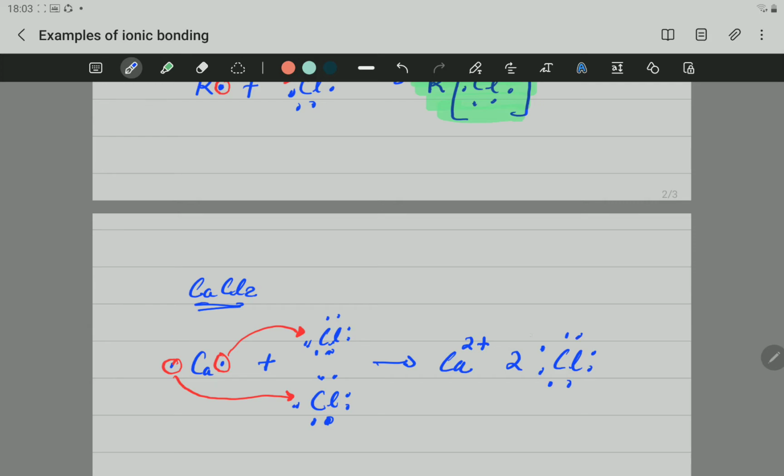Now each is full, but you have 2 of them. And each of them is negative. So you have 2 Cls with a negative. And this is how the formation of CaCl2 is shown using Lewis dot diagram. Okay, so let's go to the next question now.